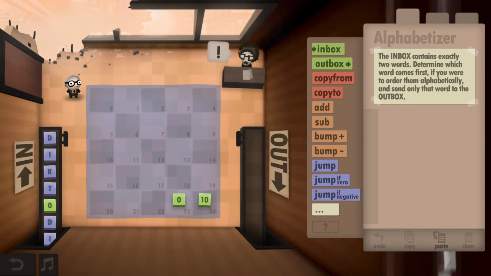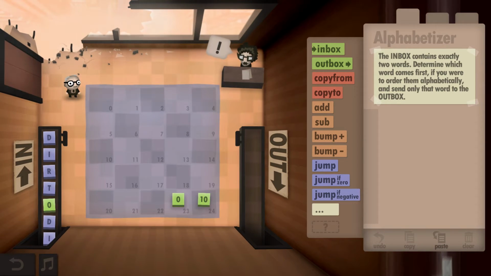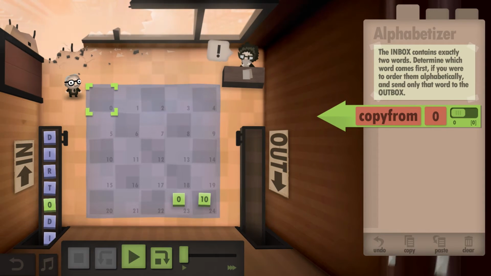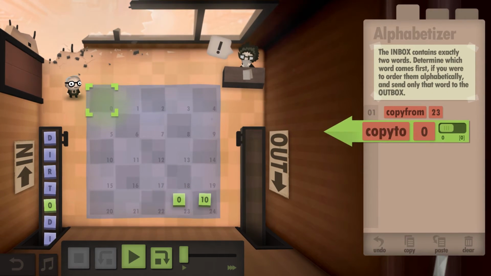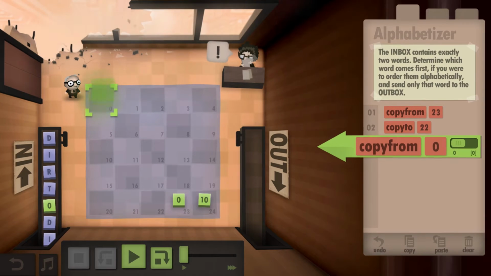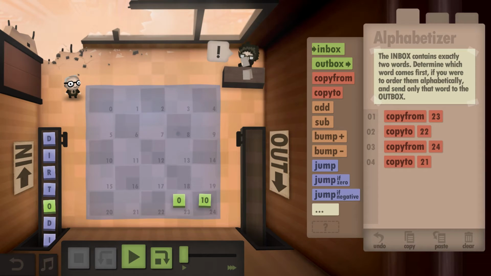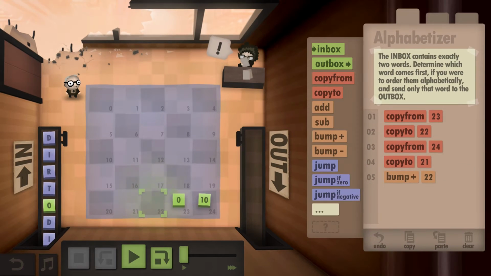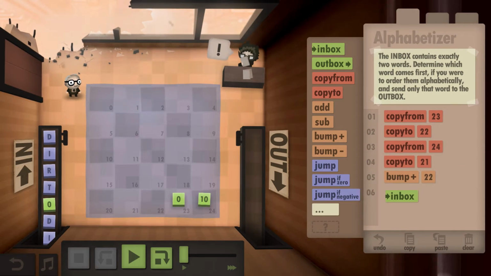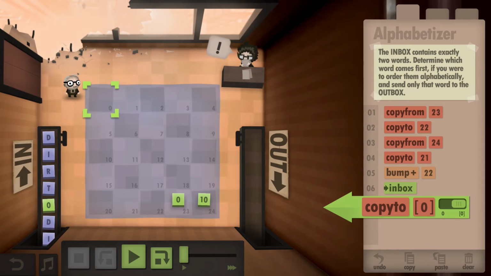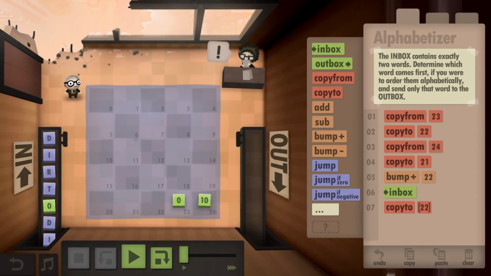Because they're the same word, and then we just need to take that word and then put it in the outbox, apparently. So, let's see. We need to copy from this and put it to that for storage, and then this one to that one. We will need to bump up this one, grab the inbox, and then copy to relative at that location.